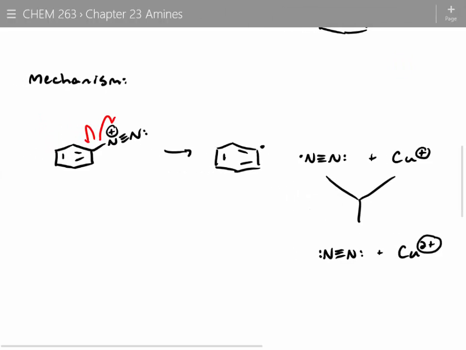How does the first step happen? Radical cleavage in this case is so favored because we're liberating nitrogen gas. That bond is very, very weak. Weak bonds can tend to undergo radical cleavage.